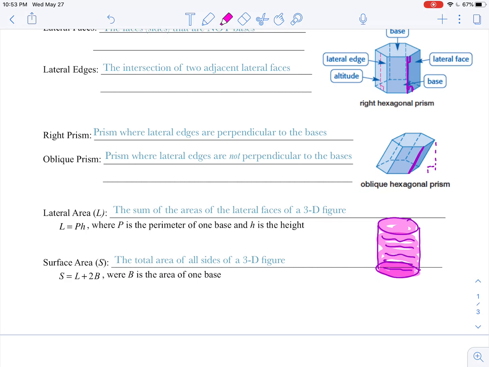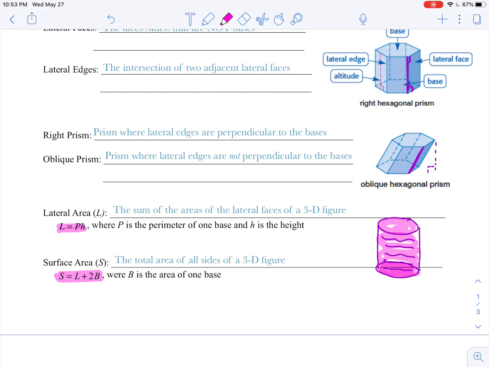Hold on to all the soup. That would be your surface area. So lateral area does not include the bases. Surface area is the entire shape. There are two formulas for a prism for area. One is for lateral area, the other for surface.